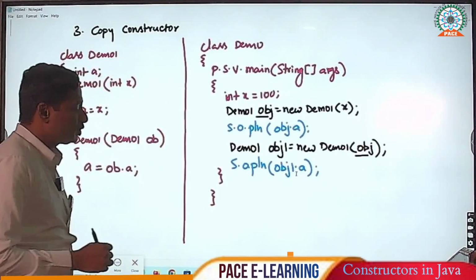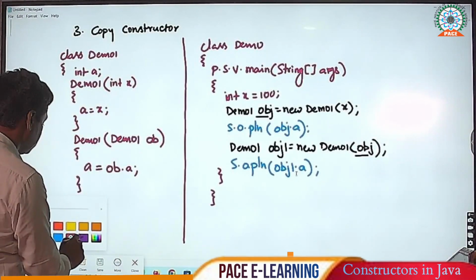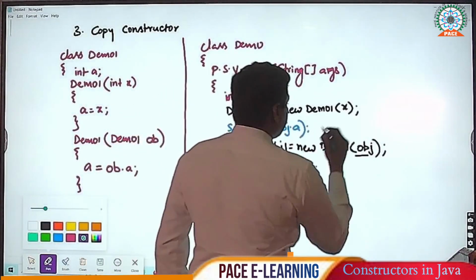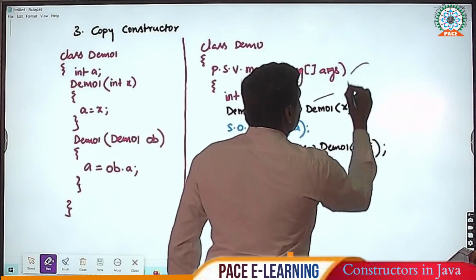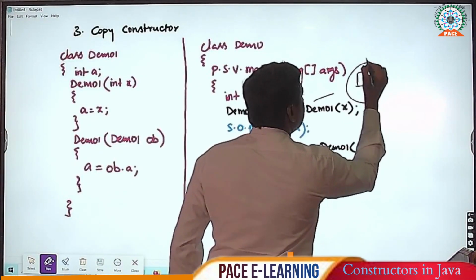What is the output this program is giving? I will explain you in a very detailed manner. Please listen to me carefully. Whenever an object is created, what happens? Memory will be created for a. So it is a under obj.